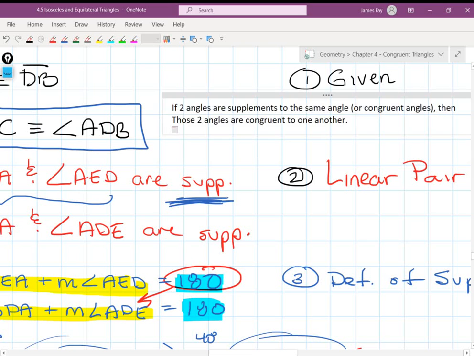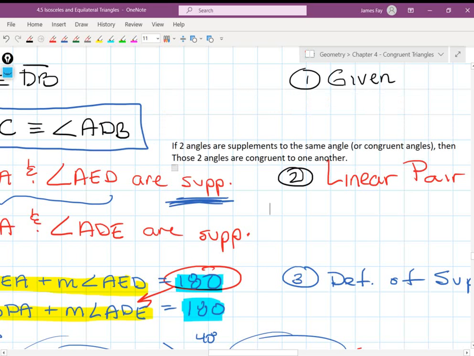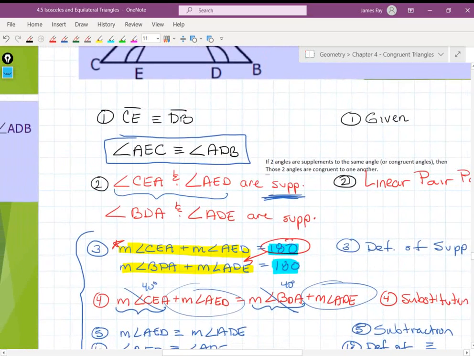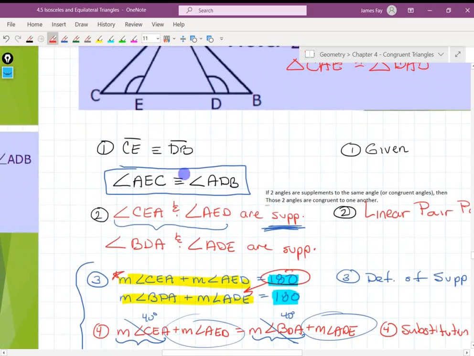Okay, let's think about that phrase right now. If 2 angles are supplements to the same angle or congruent angles, would you guys agree? So AEC and ADB, based off the given, they are that one right there and that one right there. Would these be 2 angles that are supplementary to congruent angles? Does that make sense, everybody? So these 2 angles are supplements to congruent angles, then these 2 angles are congruent to one another. Does that make sense, everybody?